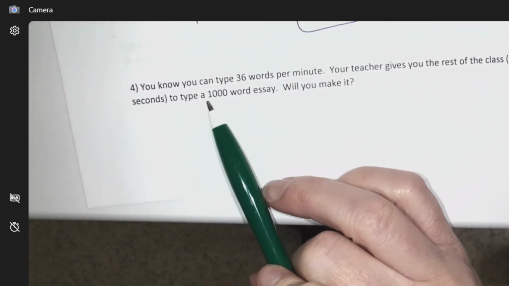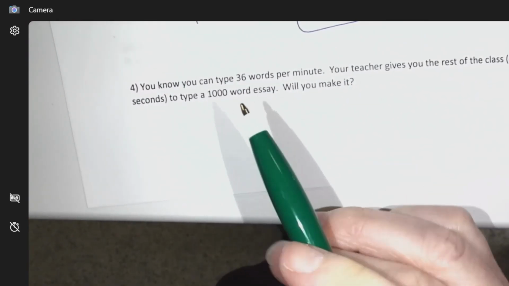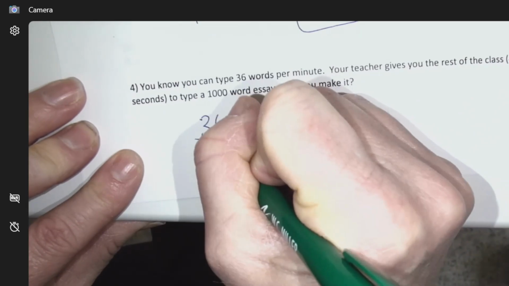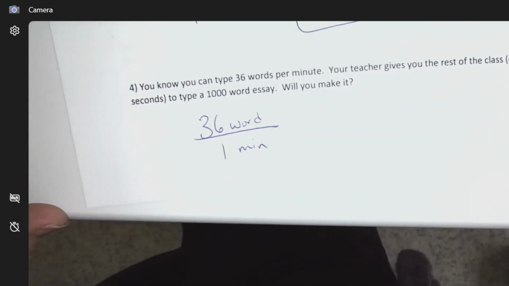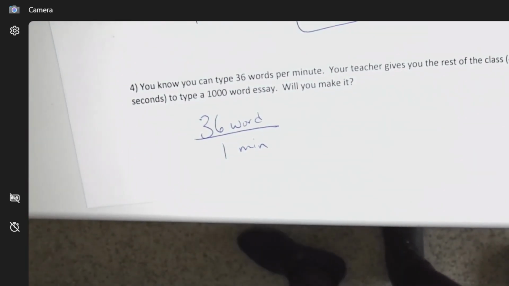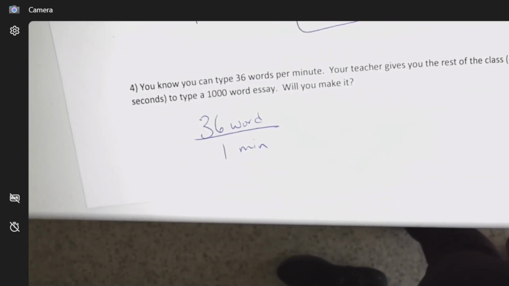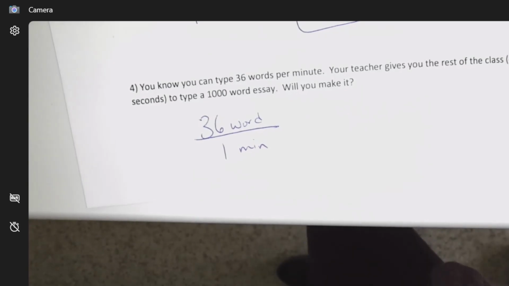Okay, you know that you can type 36 words per 1 minute. The teacher gives you the rest of class, so there was 41 minutes and 20 seconds left, to type an essay that was 1,000 words. Are you going to make it or are you not going to make it?